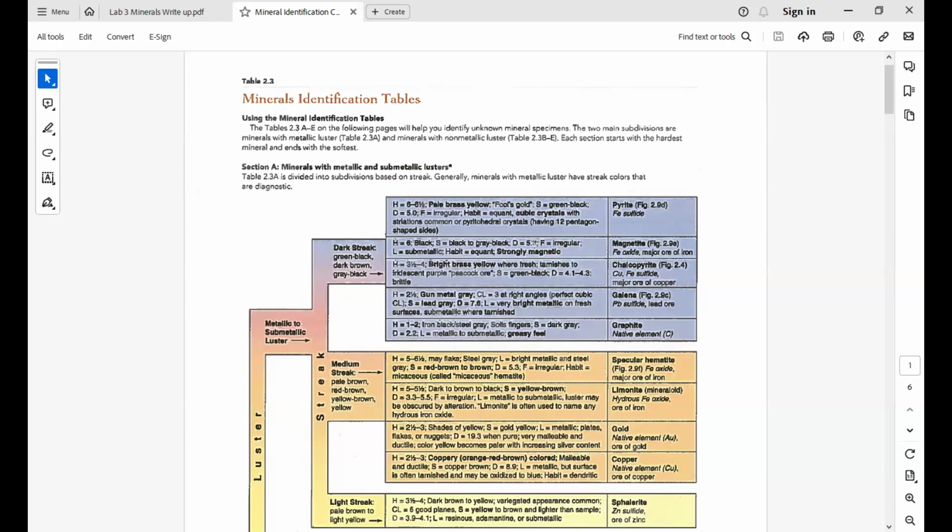If you had a specimen in your drawer that was about the same size, this one I've got is kind of small, you could balance one in one hand and one in the other, and this one should feel heavier. And then luster, submetallic. Habit, equant, that doesn't matter. We're not looking for habit. Strongly magnetic, magnetite. That's what this mineral is.